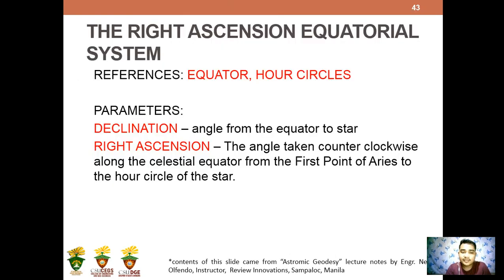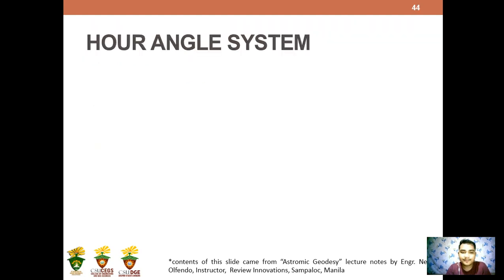So in the right ascension equatorial system, we have the references: the equator and the hour circles. For parameters, we have declination, the angle from the equator going to the star, and the second parameter is the right ascension, the angle taken counterclockwise along the celestial equator from the first point of Aries to the hour circle of the star. Next is the hour angle system.